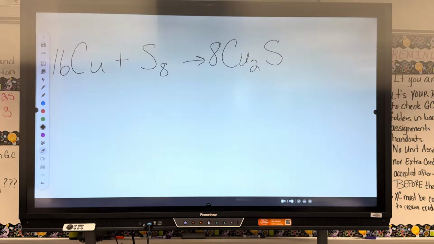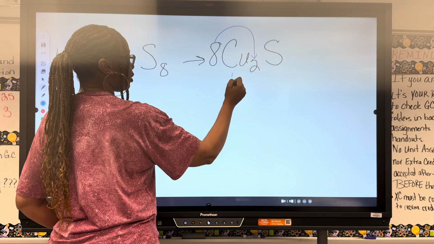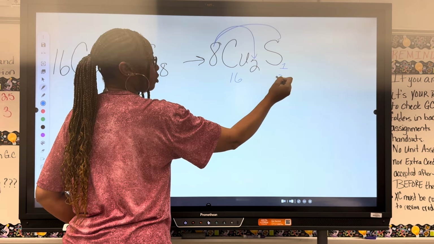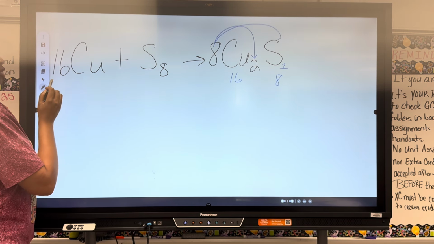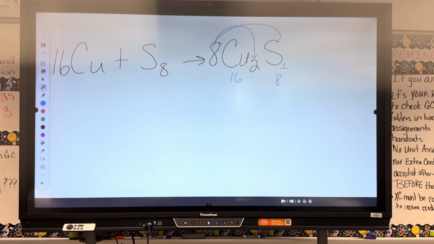When you have a synthesis or a combination reaction, you want to make sure that you account for the larger difference first, because it's going to change both things. By putting this 8 in front of this copper 2 sulfide, this 8 is multiplied by 2, which gives me 16. It's multiplied by this understood 1, which gives me 8. Okay? So we want to make sure that in a synthesis reaction we're doing that. All right, hopefully that helps with balancing equations.